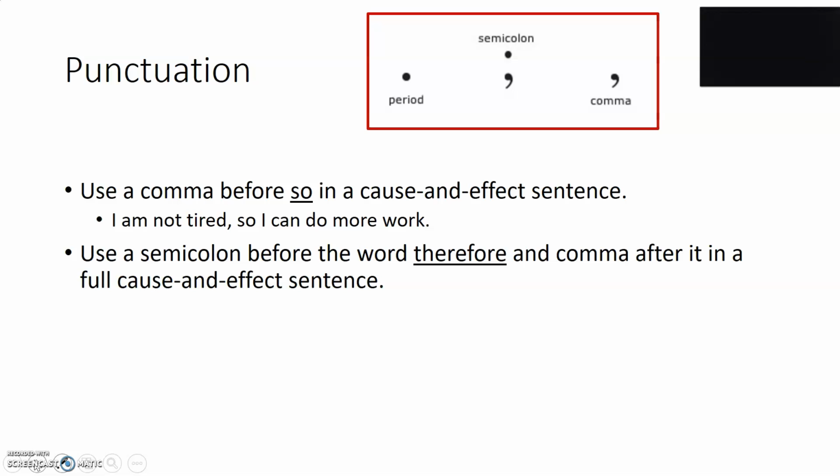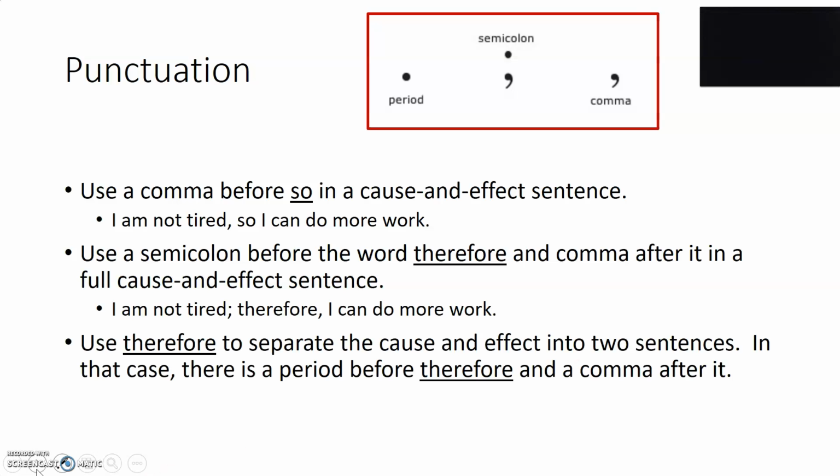Use a semicolon before the word therefore and a comma after it in a full cause and effect sentence. I am not tired, therefore I can do more work. I am not tired, semicolon, therefore, comma, I can do more work. So we see the semicolon and the comma in this sentence.